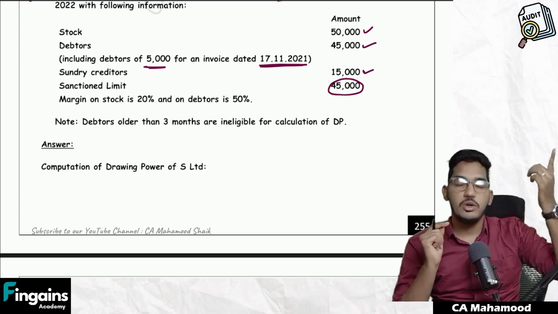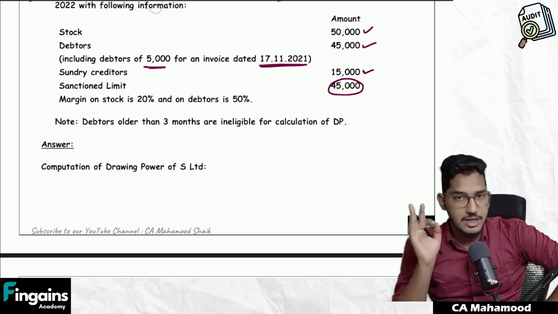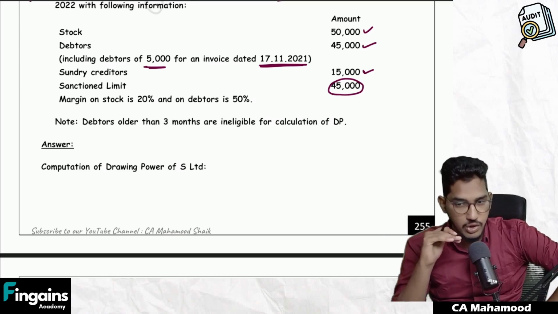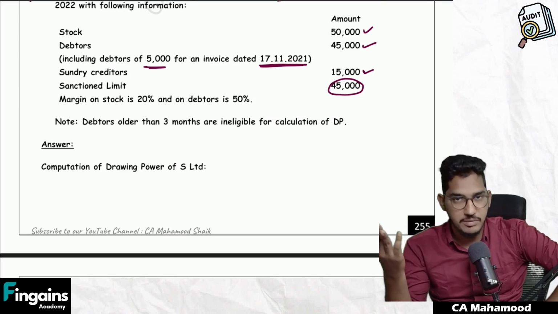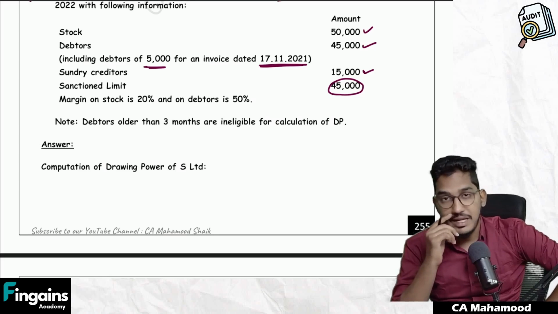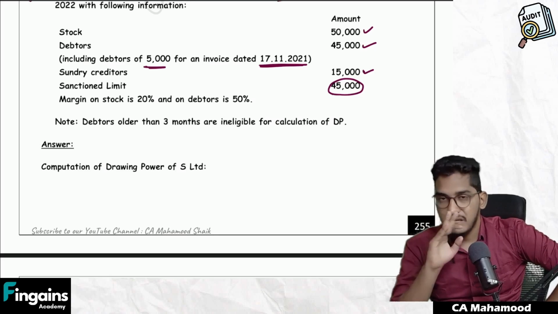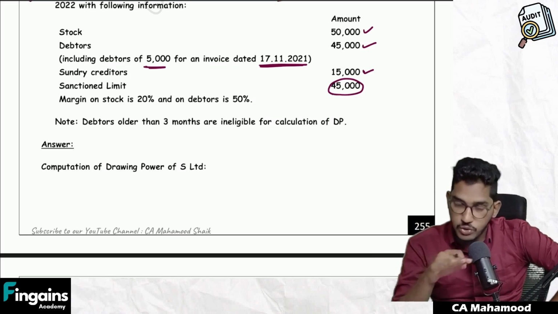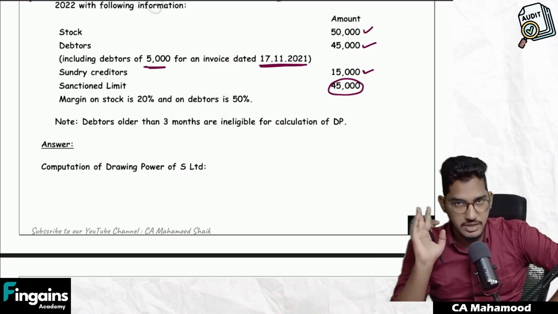Drawing power can never go beyond the sanction limit. It should always be within the sanction limit. If the bank has sanctioned you 10 crore rupees, can they give a drawing power of more than 10 crores? Never ever. The drawing power should always be within the sanction limit.